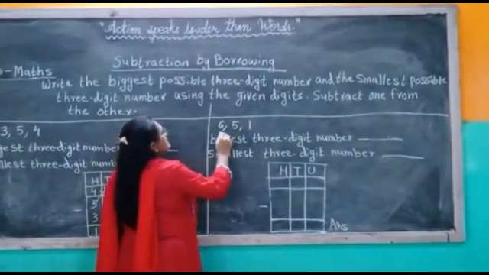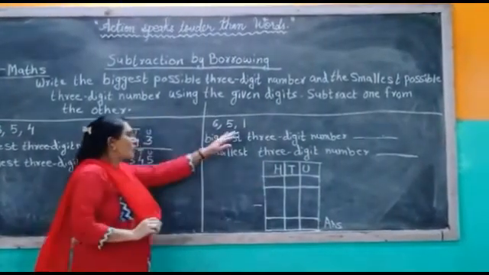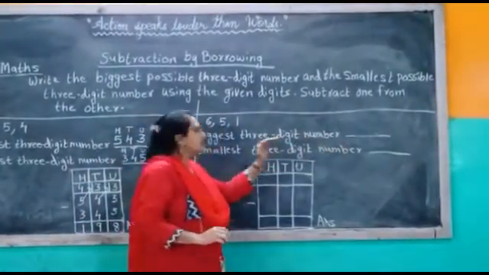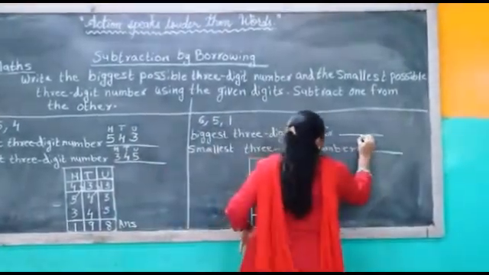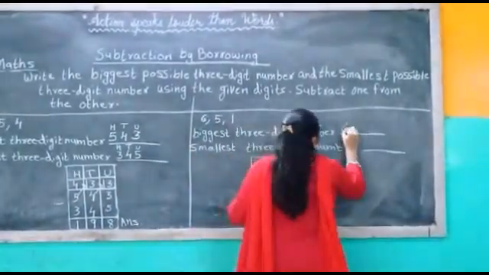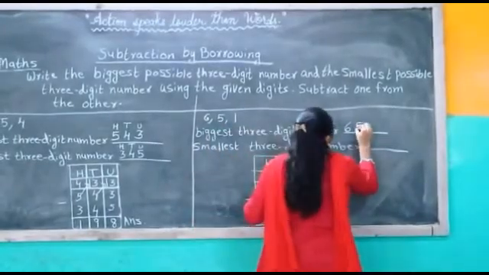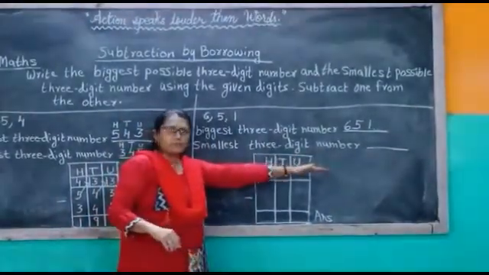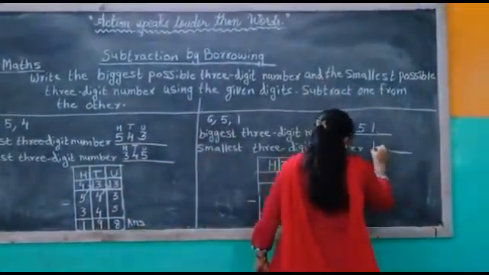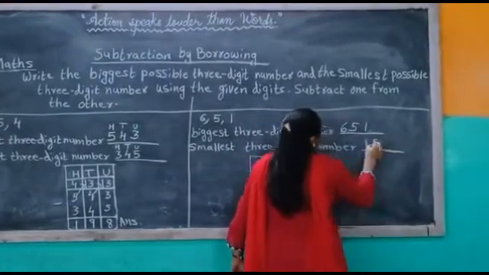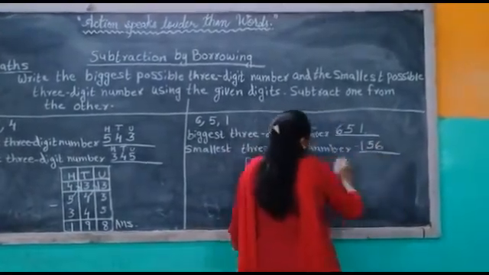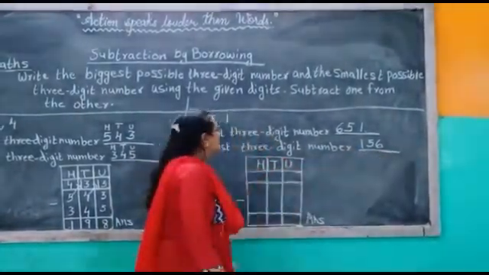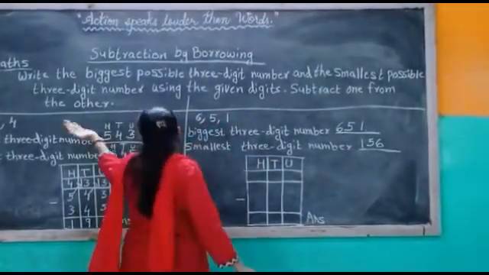Now see the next example. The numbers are 6, 5 and 1. Now from these 3 numbers we are going to find out the biggest 3-digit number again. Now see which is the bigger number among these 3 numbers, children? Very good. 6 is bigger than 5 and then 1. Very good, children. And now the smallest 3-digit number: 1, then 5 and then 6. So the smallest 3-digit number is 156. Now again subtract the smaller from the other.